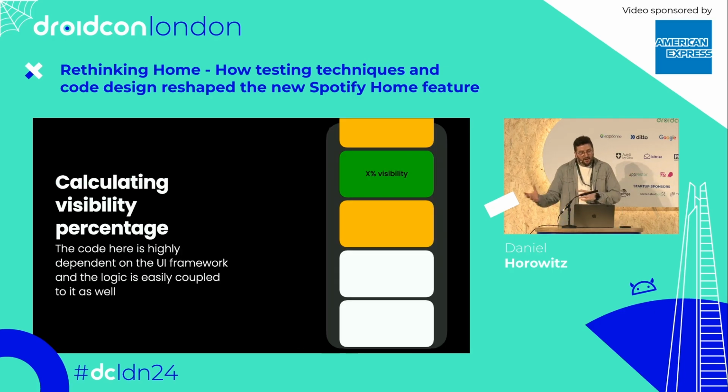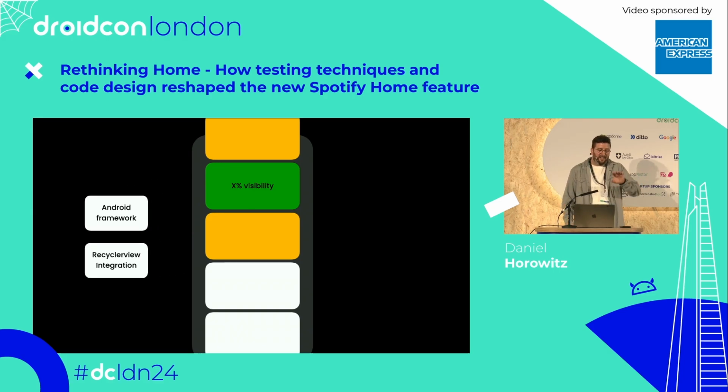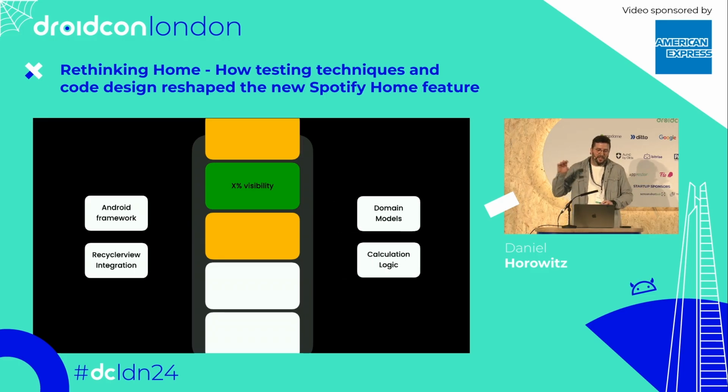Going back to the Focus API, let's say we want to calculate the visibility percentage now. You can see that this code is highly dependent on the UI framework, and the logic is easily coupled to it as well. So how can we solve this coupling? The idea here is to isolate, on one hand, the Android framework and the recycler view integration, and on the other hand, the domain models and the calculation logic.